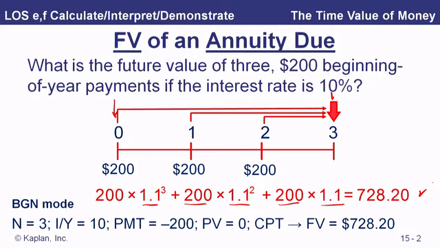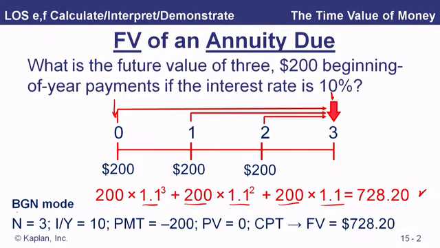So here's our calculator solution. Now we're in begin mode for this. That's what shifts these payments back from what we had before. We had them at time 1, 2, and 3. Now we've got them at time 0, 1, and 2. So we go into begin mode if we want the value at time 3 of these deposits. We've got 3 payments. Present value is 0 today.